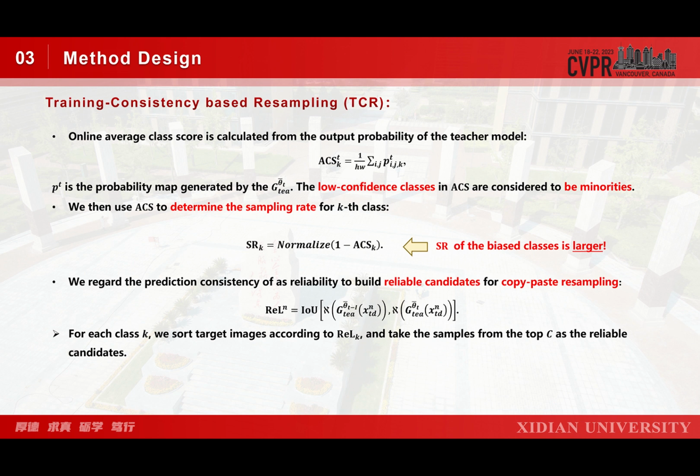Besides, to build reliable target candidates for copy-paste, we regard the prediction consistency of the teacher model before and after multiple iterations of evolution as reliability. After calculating the reliability for each class, we store the target images according to it and take the samples from the top C as the reliable candidates.